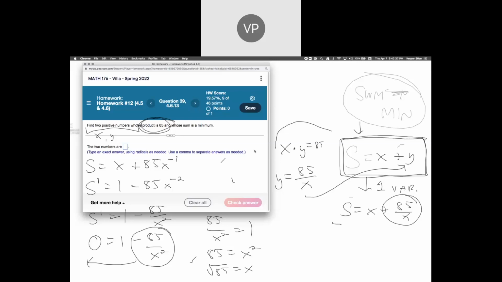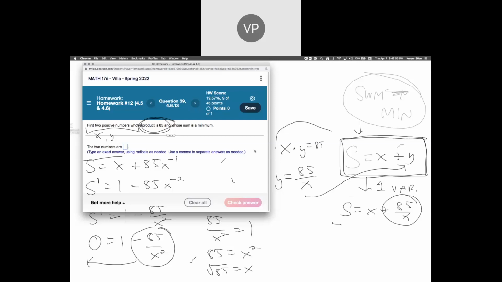And they want you to type an exact answer with the radicals. And this is important, not a decimal. That would be your inclination for some of you. Let's go plug in the square root of 85 and get a decimal. But when they say exact answer, that means don't give a decimal. We want to see a perfect square root.